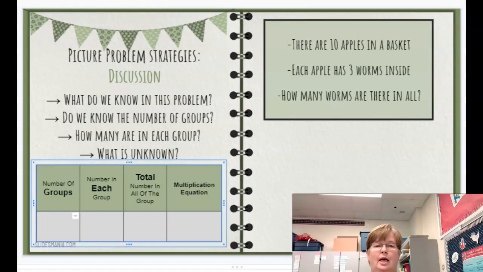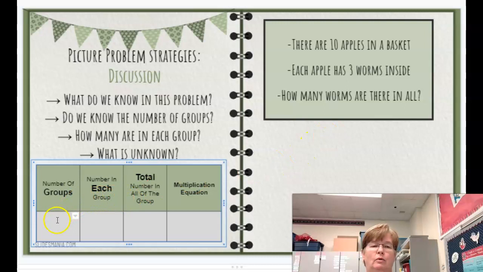Okay, for this slide, we're going to discuss picture problem strategies. What do we know in this problem? Do we know the number of groups? Do we know how many are in each group? And what is unknown? Okay, so our problem is there are 10 apples in a basket. Each apple has 3 worms inside. How many worms are there in all?